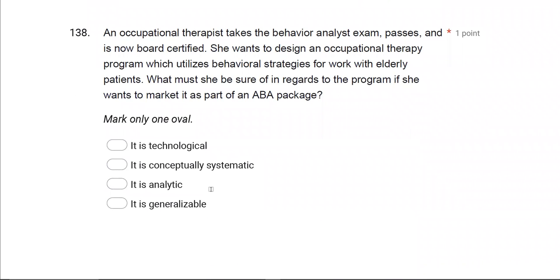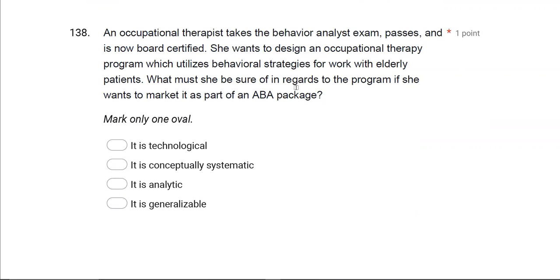138, an occupational therapist takes the behavior analyst exam, passes, and is now board certified. She wants to design an occupational therapy program which utilizes behavioral strategies for work with elderly patients. What must she be sure of in regards to the program if she wants to market it as part of an ABA package? Now, another dimension question. Remember, what are we specifically looking for? Okay, and then you've got to ask yourself that for dimension questions.